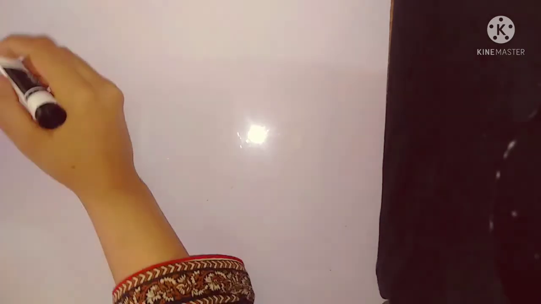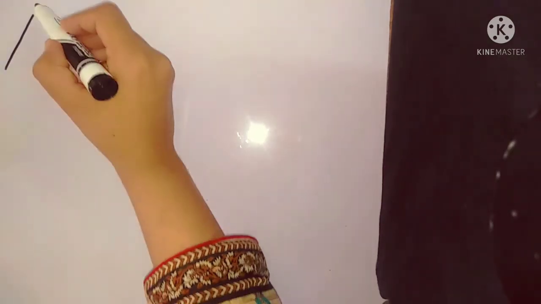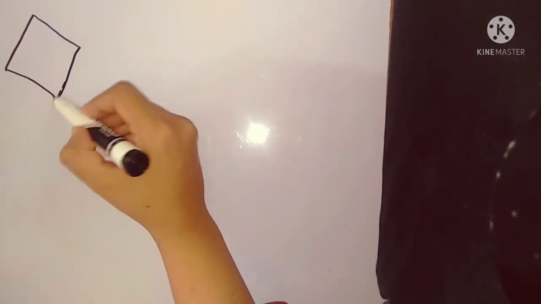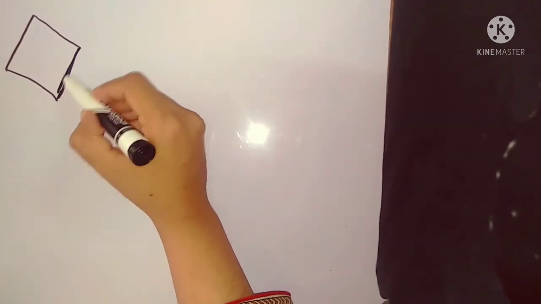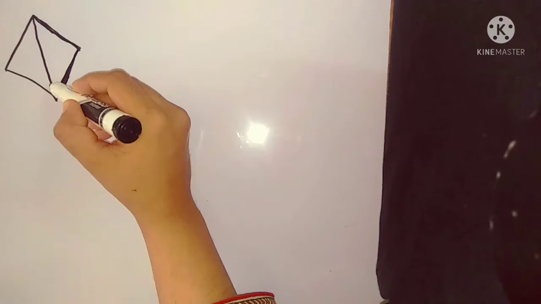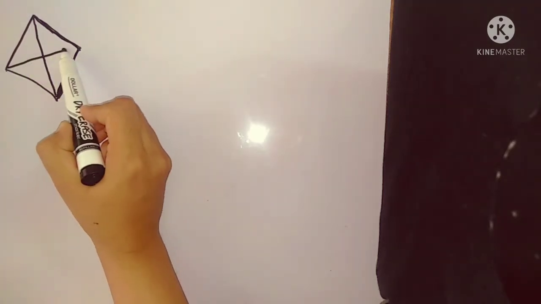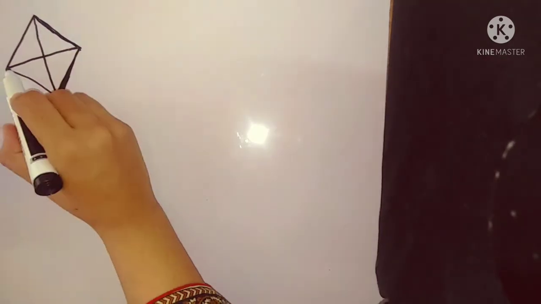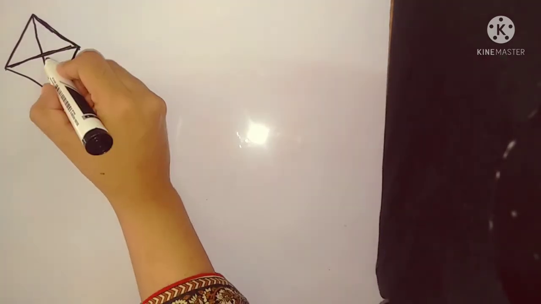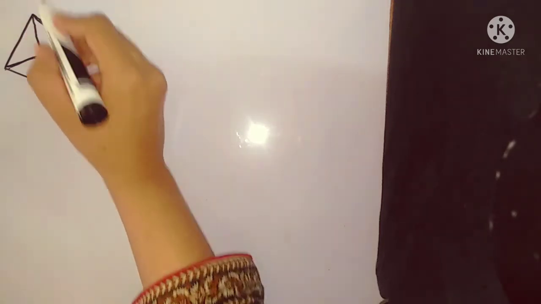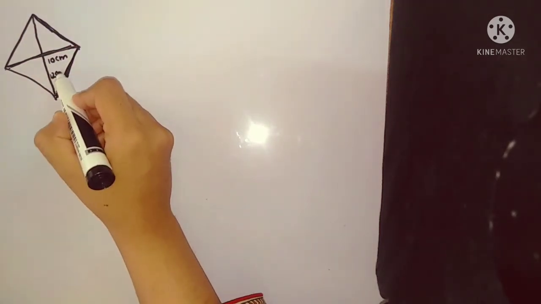Alright, so as it is a rhombus, I'm going to draw it. It's just like a square. So this is a rhombus and there are two diagonals. This is the first diagonal and this is the second diagonal. They are saying that the length of the diagonals is 10 centimeter and 24 centimeter. Suppose this whole horizontal diagonal is equal to 10 centimeter, and this vertical diagonal is 12 centimeter.